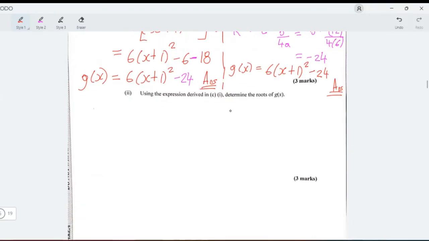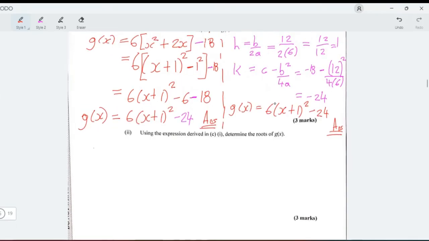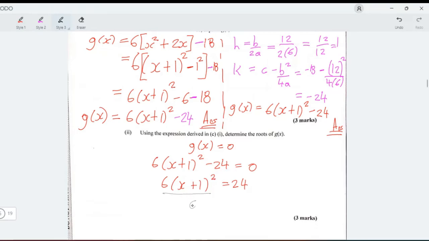Number two, find the roots using the method above. So remember, roots meaning you're solving g of x equals 0. But they say using the formula above, so you have to use 6 in bracket x plus 1 square minus 24 equals 0. Bring over to get 24 is equal to 6 in bracket x plus 1 all square. Then you know what to do next, you divide both sides by 6. Dividing both sides by 6, you get x plus 1 all square is equal to 4.